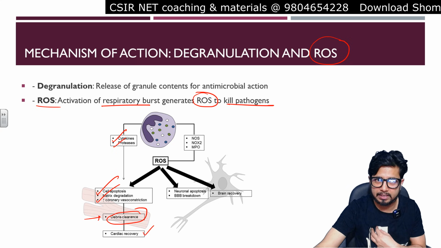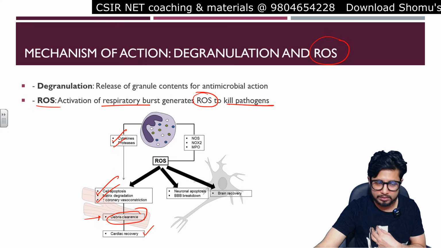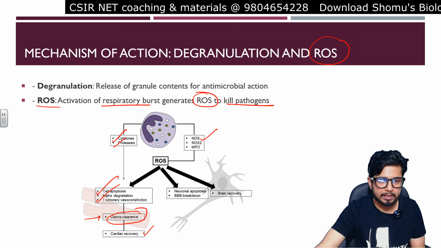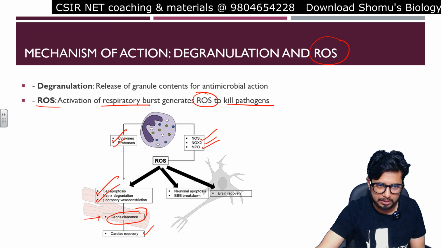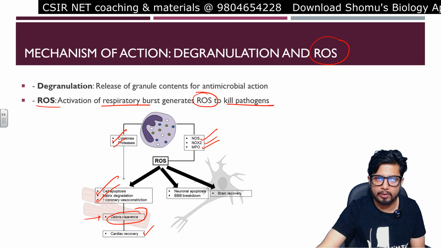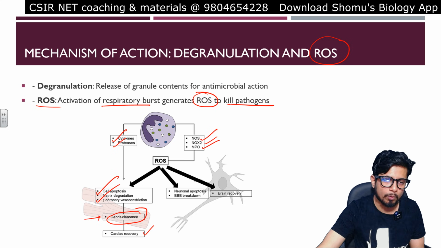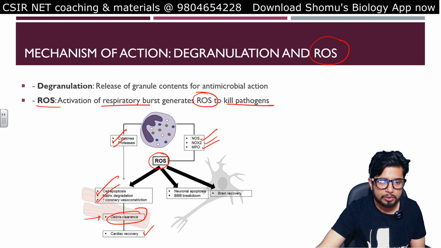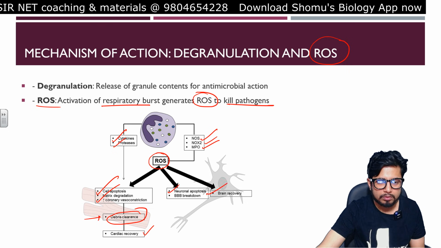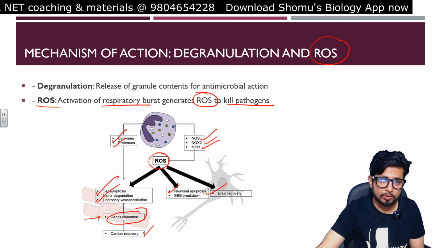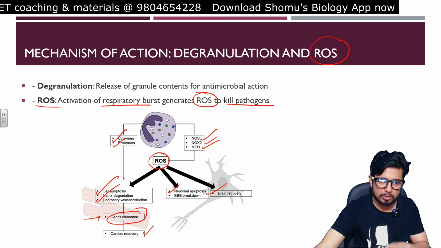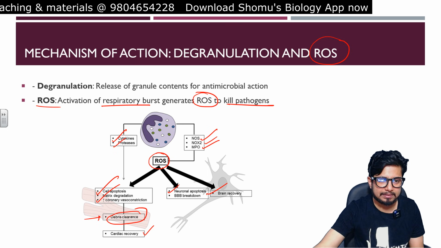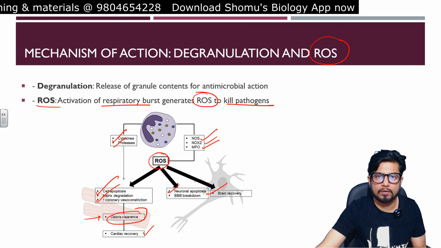Until and unless the debris are cleared, the cardiac recovery is not done. Next is the activation of NOX, MPO or NOX2. These are all via this NOX2 and MPO. The reactive oxygen species pathway is triggered, which causes neuronal apoptosis, and brain recovery will be mediated after the neuronal apoptosis, also causing the clearance of the debris.